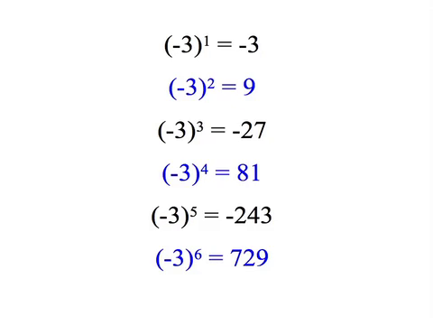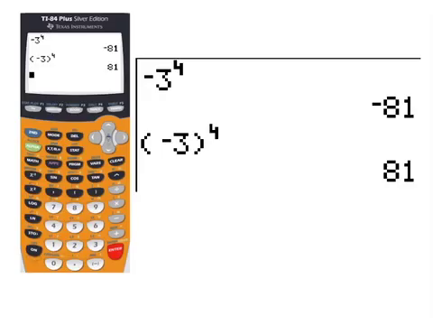Let's now look at negative 3 used as the base and raised to the first 6 counting number powers. You'll notice if the power is an odd number, the product is a negative. And if the power is an even number, the product is a positive. And that's worth keeping in mind when working with negative numbers.